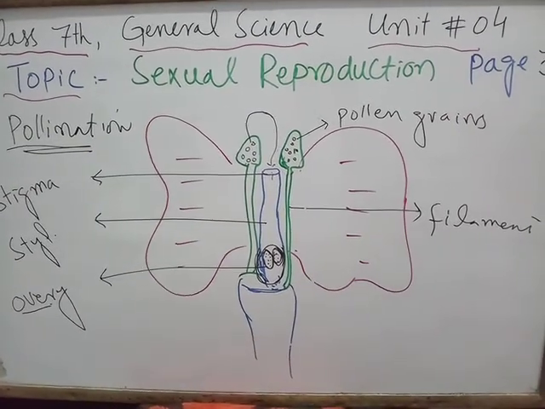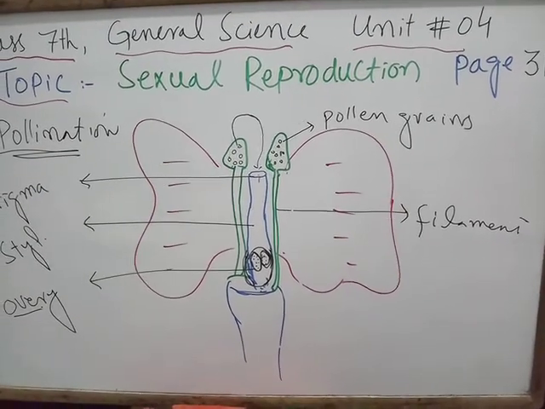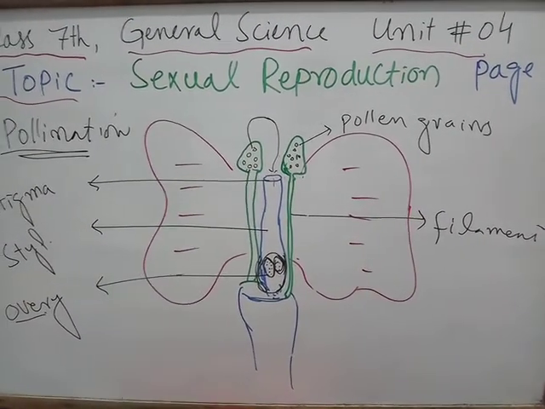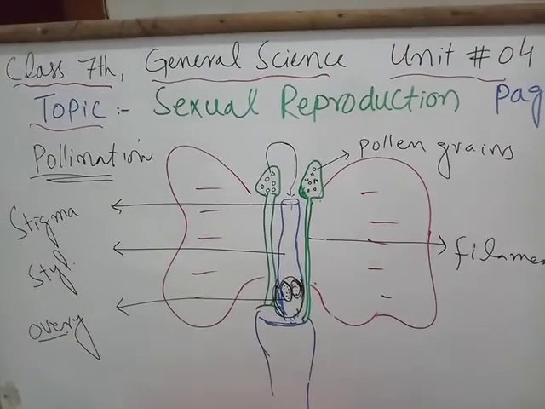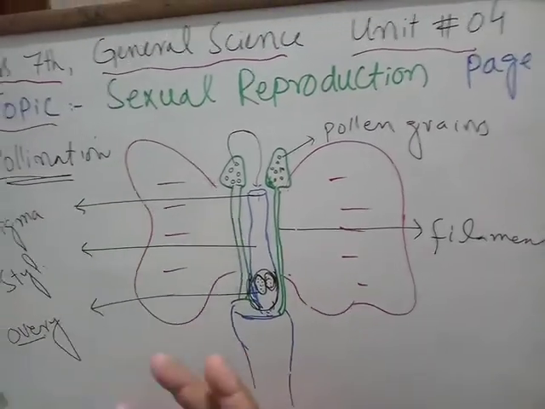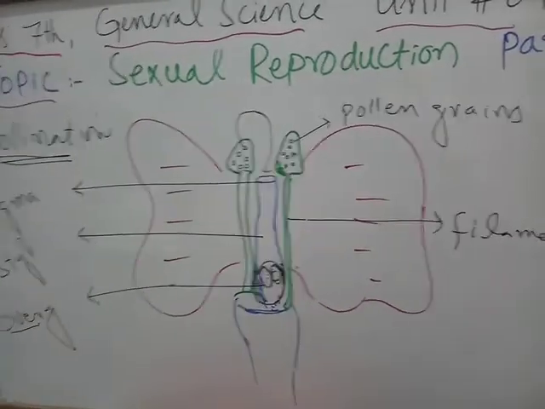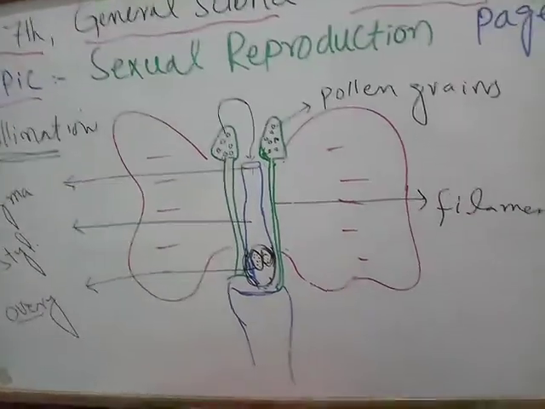Similarly, how does pollination take place? Pollination may take place in two ways. One is by insects, the other is through wind. Now let me discuss how insect pollination takes place. How does pollination take place through insects?